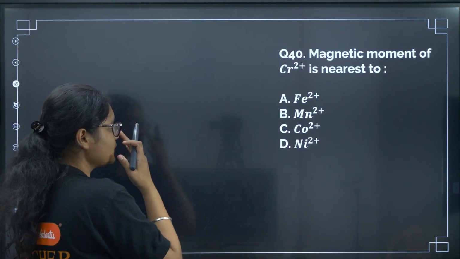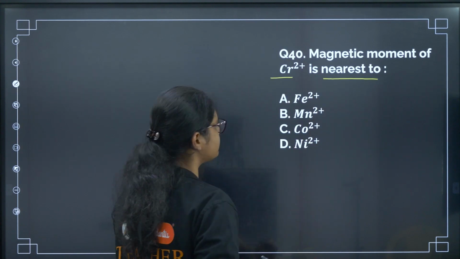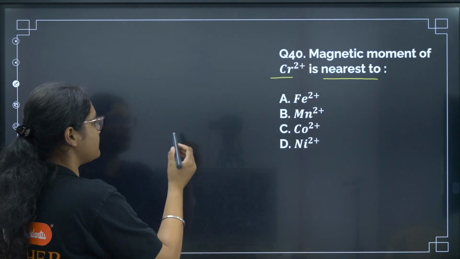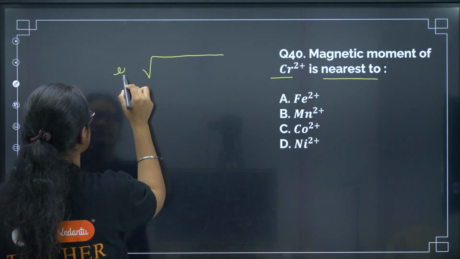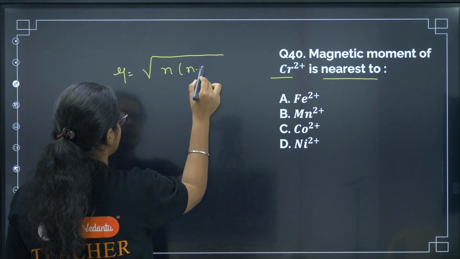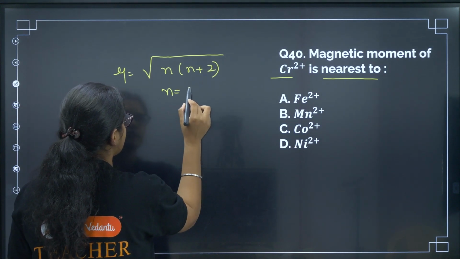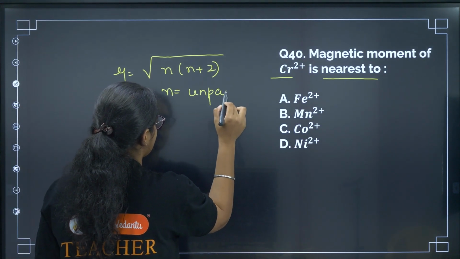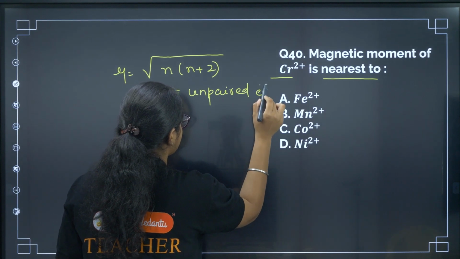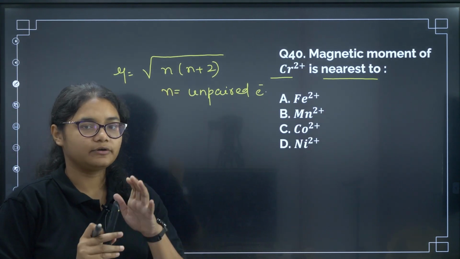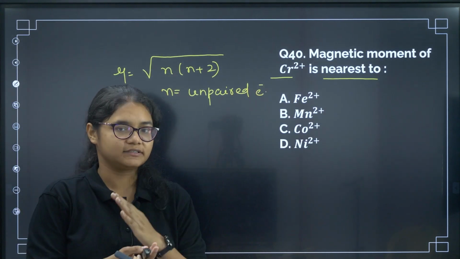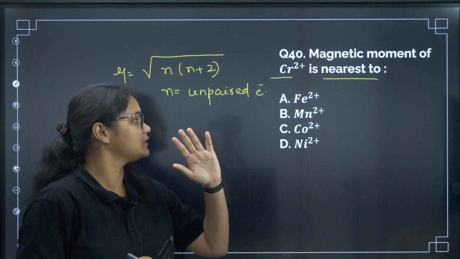Next, magnetic moment of Cr2+ is nearest to. So first of all, the magnetic moment formula, if you know, is equal to root over n into n plus 2, where n is the number of unpaired electrons. Now here they have not asked you directly the magnetic moment of Cr2+, it is similar to or equal to.